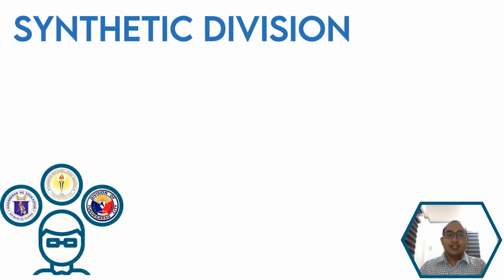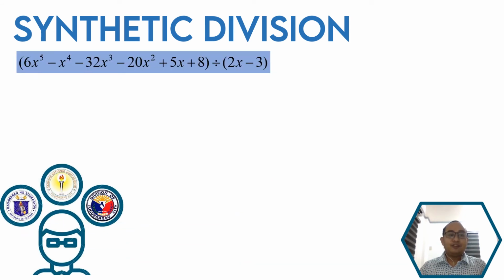Now, what about this example, class? We have 6x to the fifth power minus x to the fourth power minus 32x cubed minus 20x squared plus 5x plus 8 divided by 2x minus 3. Now, notice class that the terms of our dividend are already arranged in descending powers of x and that there are no missing terms. However, class, the divisor 2x minus 3 does not take the form x minus c.